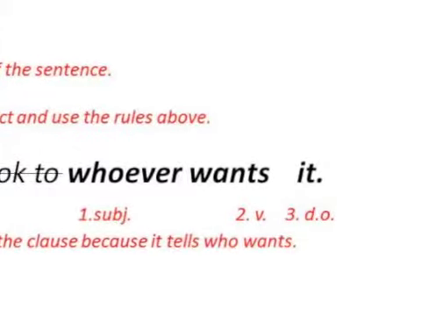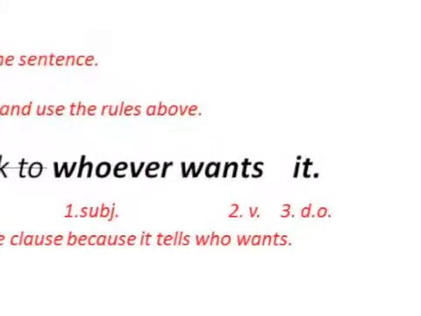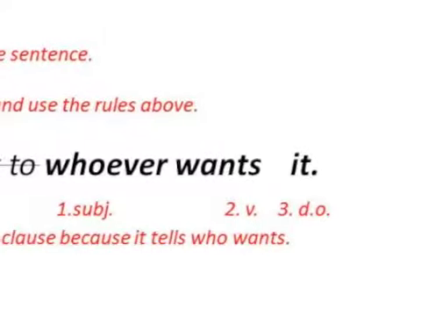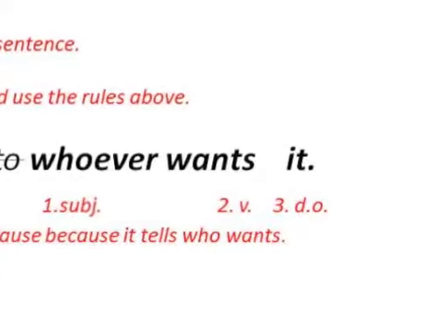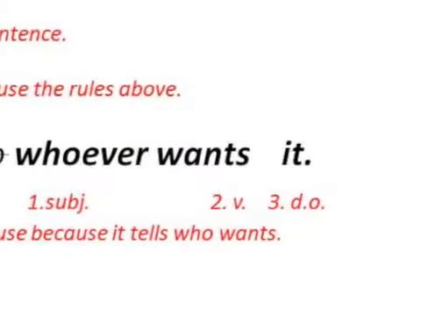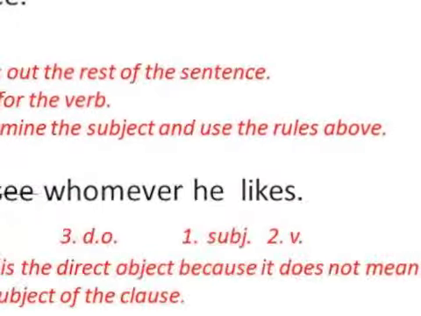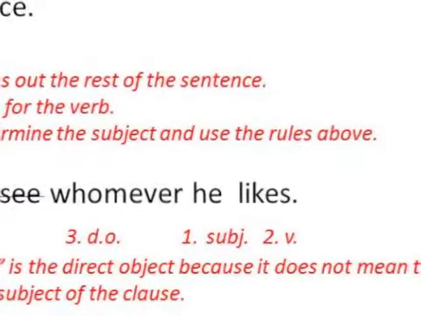In the relative clause, whoever wants it, wants is the verb. Who wants it? Subject is whoever. It is the direct object because it doesn't mean the same as whoever. Let's try another. This time, we're going to look at the relative clause in the sentence, he will see whomever he likes.